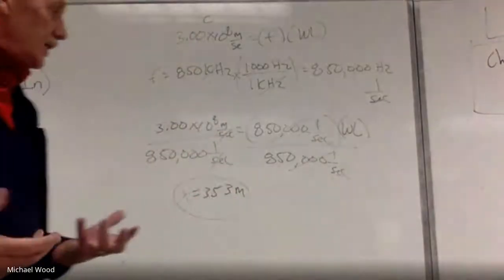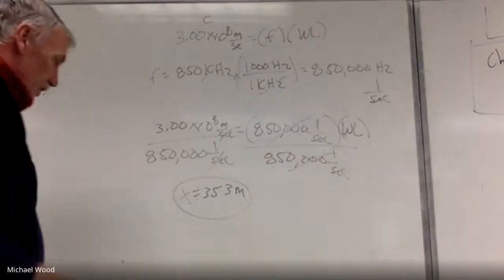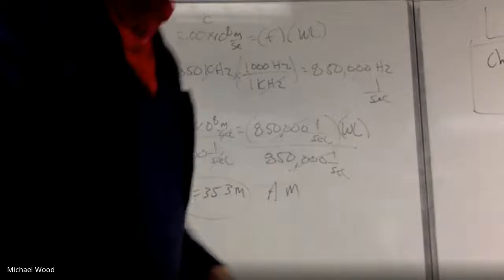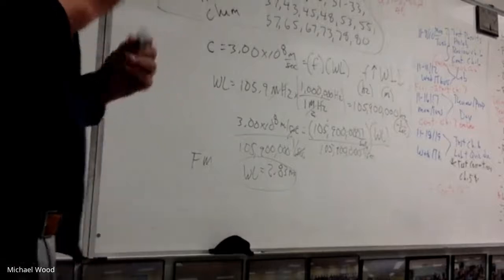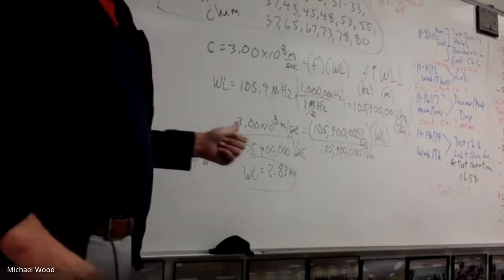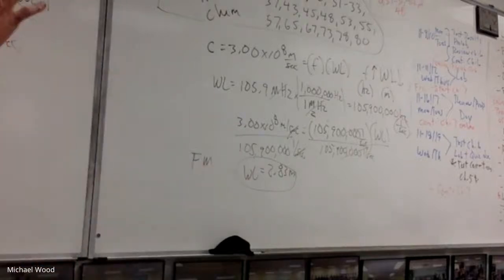Does that make sense? Well, here, the AM signal was 353 meters. The FM signal over here was 2.83 meters. We're going to talk about later that wavelength and energy are opposite, so a shorter wavelength is more energetic. And so in a way that does make sense. An FM signal is more energetic than an AM signal.